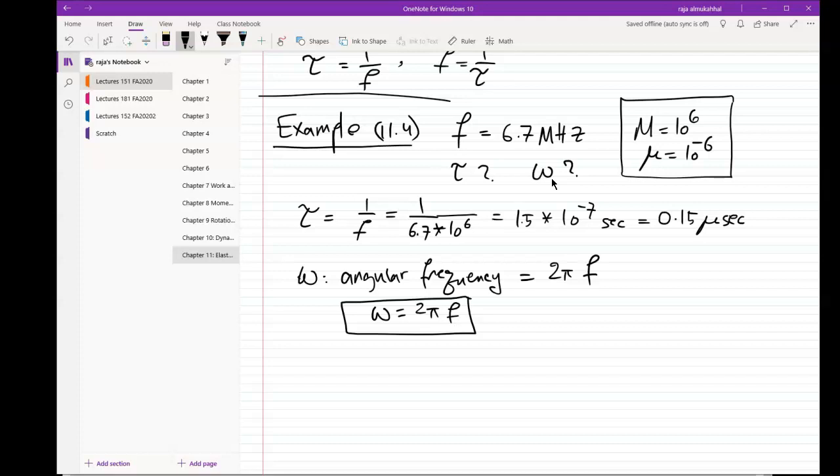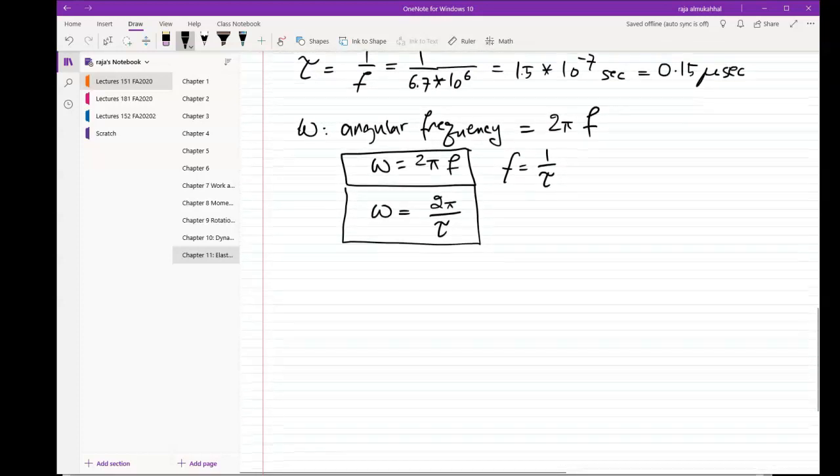So maybe you want to put them in one sheet, so when you are working on your homework, you have all those formulas in one sheet. Of course, as you know, since f is 1/tau, I can also write the angular frequency as 2 pi over tau, whichever is convenient. They're both equivalent and give you the same answer.